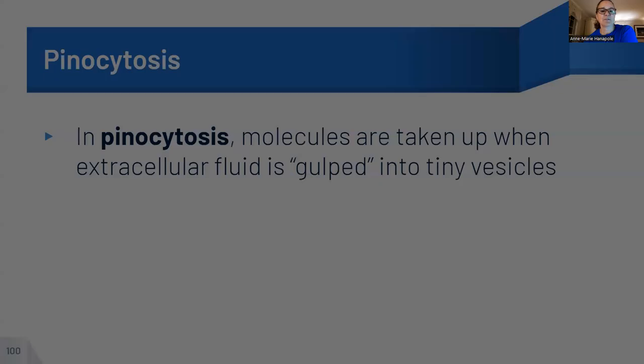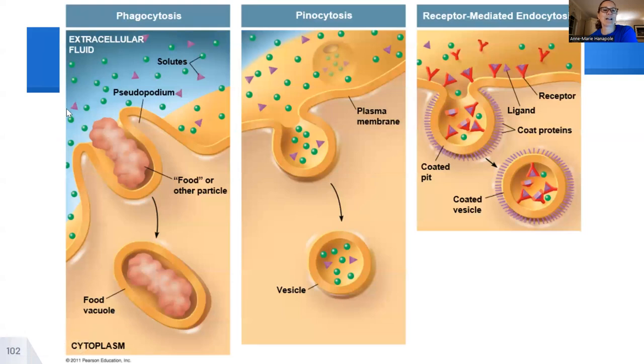So let's see, there's a picture. Here we go. Here's your phagocytosis. So here's a large food particle or object that's coming in. And so the cell membrane kind of surrounds it and brings it in. So kind of like a blob surrounding it and pinching off and forming a little vesicle inside. And then that vesicle can merge with digestive enzymes to break down those food particles and such inside the cell.